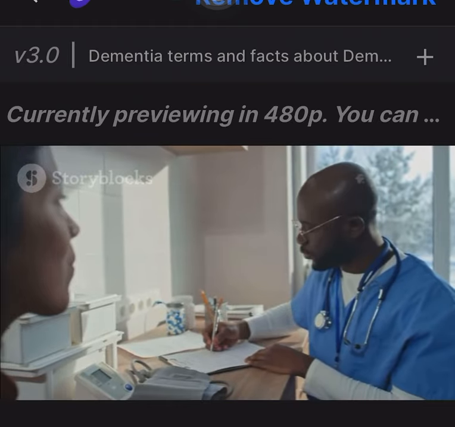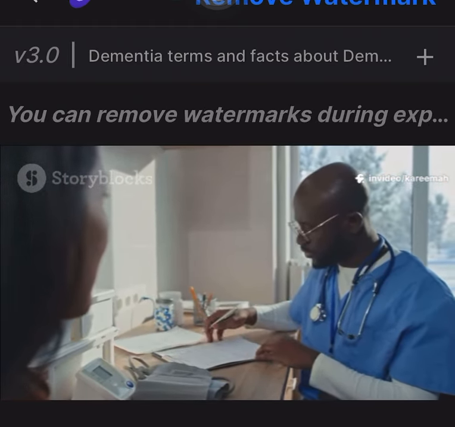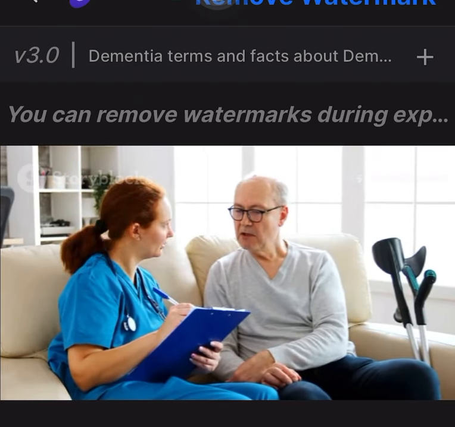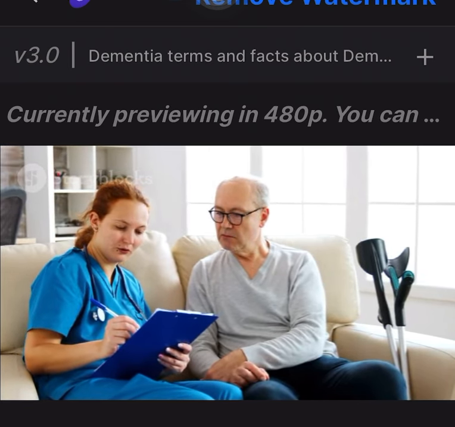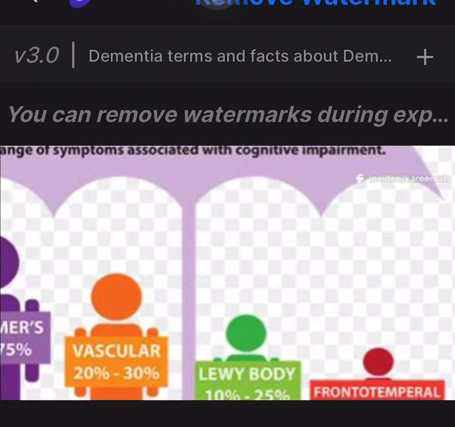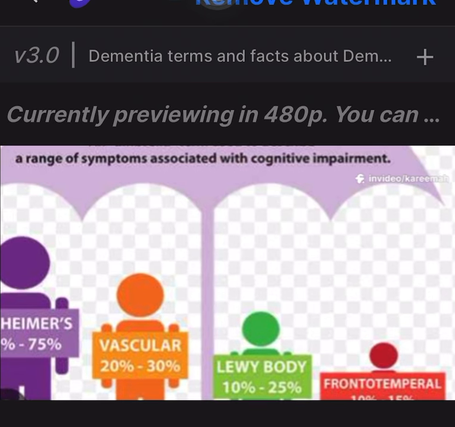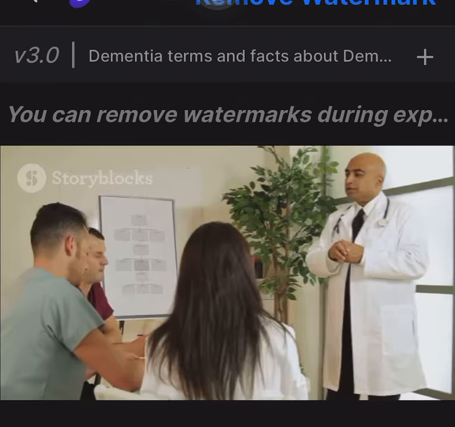Let us begin with the word diagnosis, the act of determining the nature and cause of a disease or injury through evaluation of patient history, examination and review of laboratory data. Symptoms, an indication of a disorder or a disease. There are many different types of dementia like Alzheimer's disease, vascular dementia, mixed dementia, Lewy body and frontal lobe dementia.